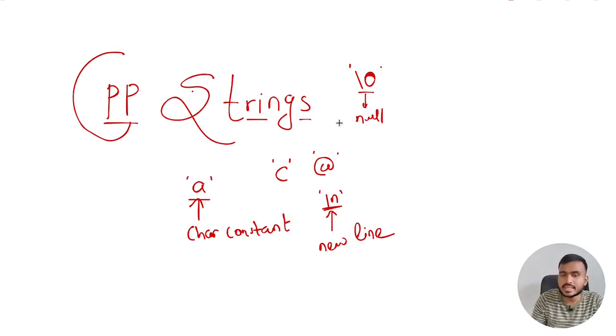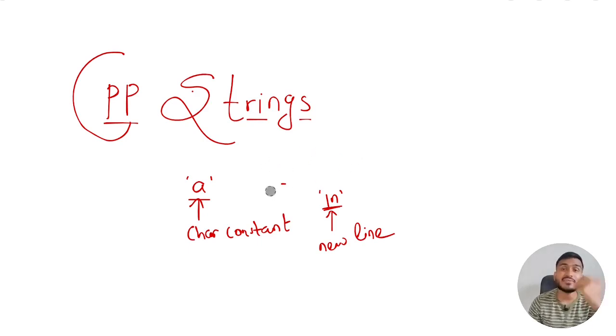So all these things that I have written on the whiteboard, you can see over here. This is \0, then @, then this c, and then this small a. All these represent a character constant when they are enclosed in single quotes. Whenever you have to deal with a single character, you can make use of the character data type. But in most cases, we need to deal with multiple characters, or I'll say a sequence of characters.